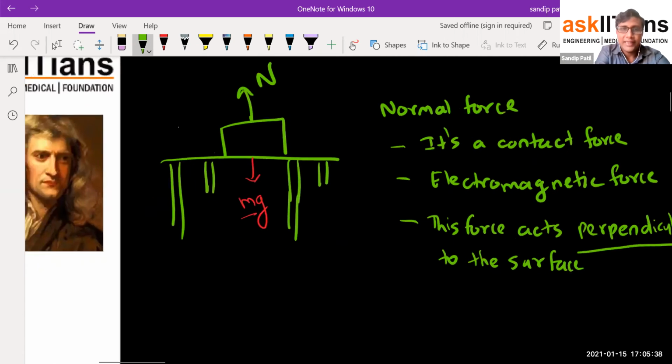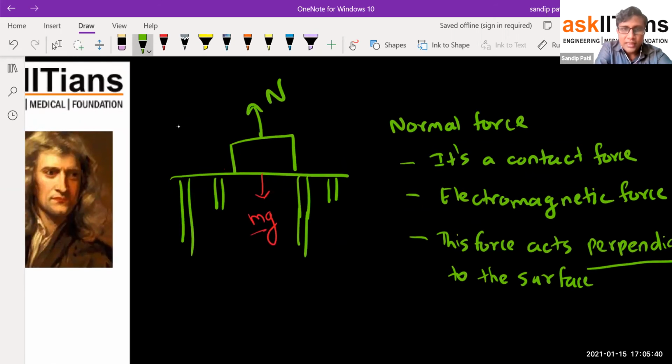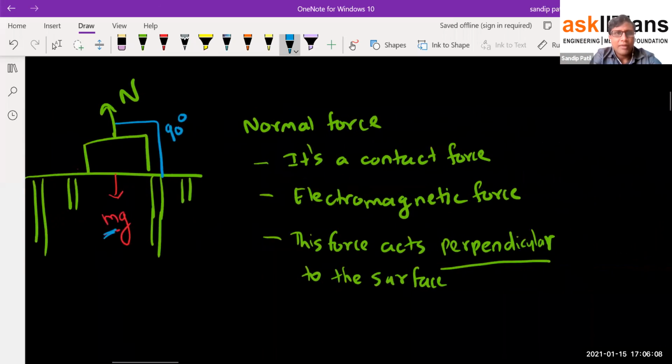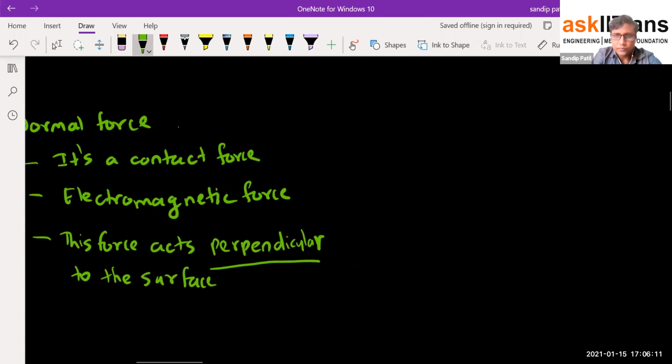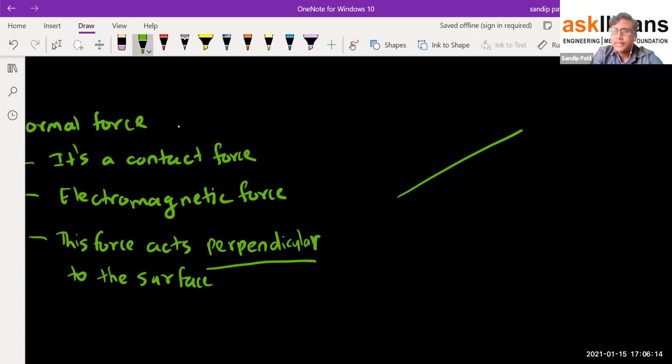Surface means what in this case? Obviously the table. So if you can see, this is the surface, and tell me how much is this angle? This angle obviously should be 90 degrees. So normal force always acts perpendicular to the surface. Mg, we have also studied about Mg. Mg means what? Gravitational force. Gravitational force, remember, always acts downward. Okay. Now let's take one simple example on this. Now consider this is the inclined plane. We can see the inclined plane.